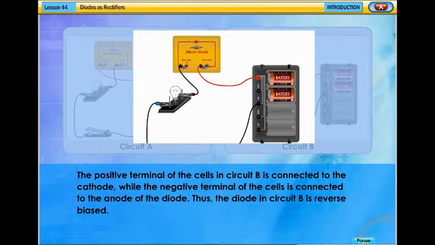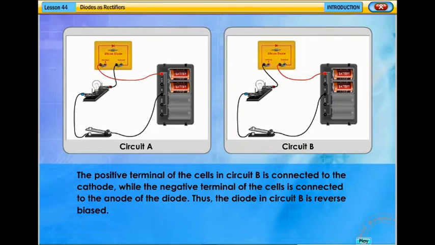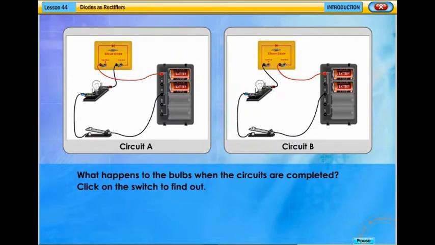The positive terminal of the cells in circuit B is connected to the cathode, while the negative terminal of the cells is connected to the anode of the diode. Thus, the diode in circuit B is reverse biased. What happens to the bulbs when the circuits are completed? Click on the switch to find out.